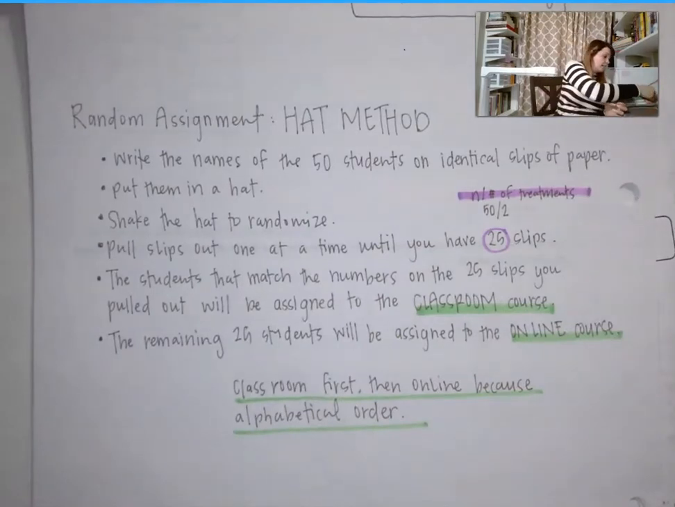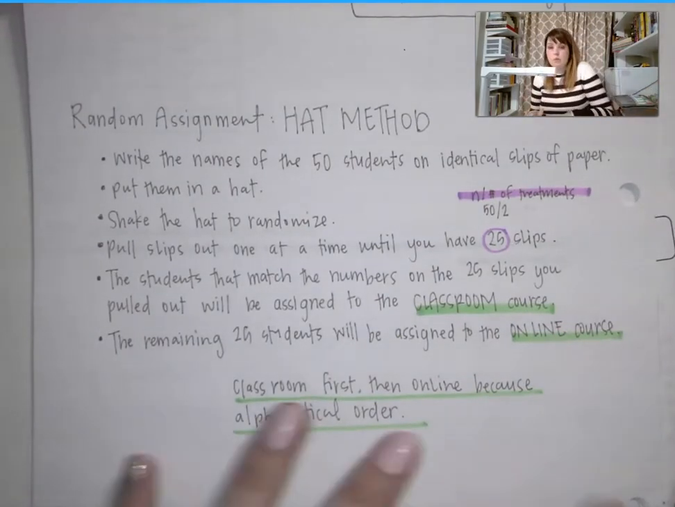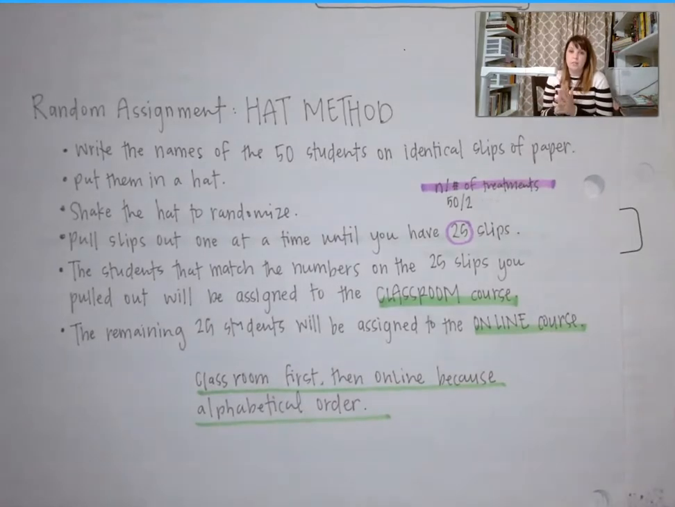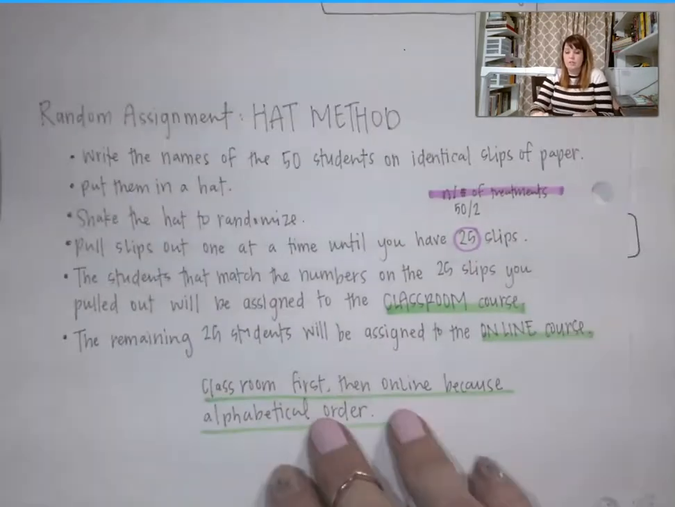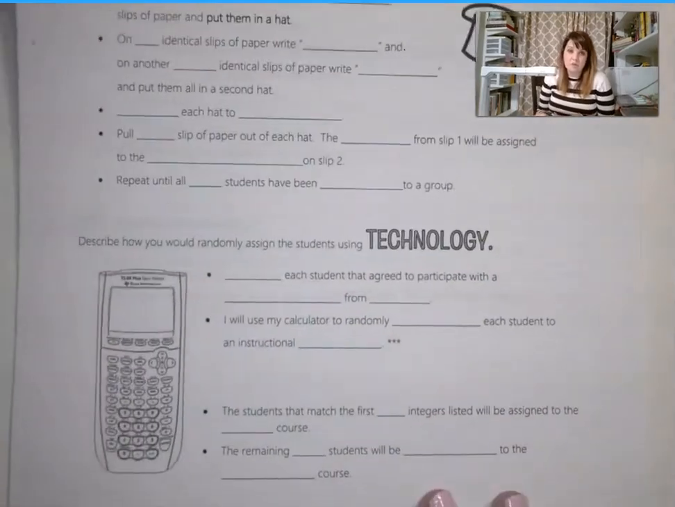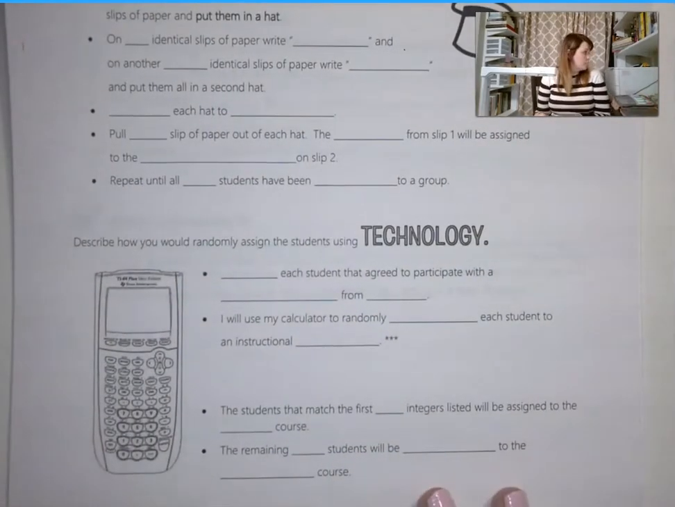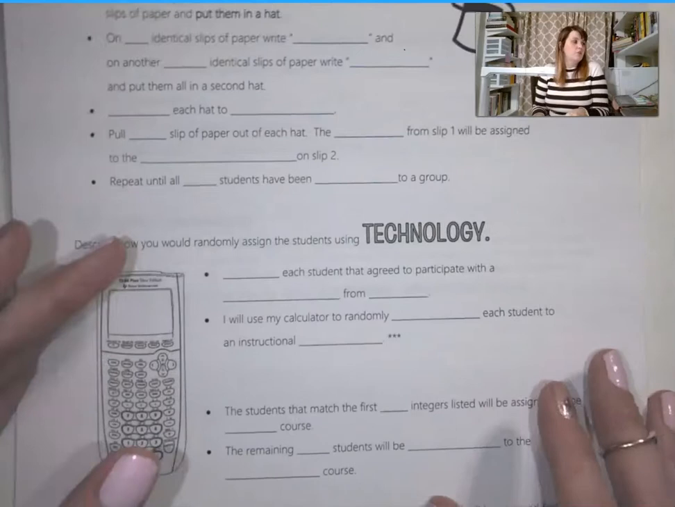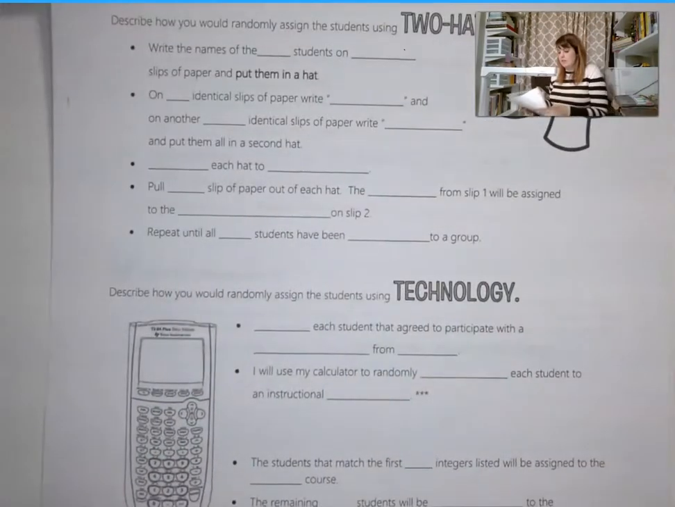So that is basic random assignment, the most basic way to randomly assign. Now let's look at this with technology. It is very similar. So describe how you would use technology to randomly assign the students.